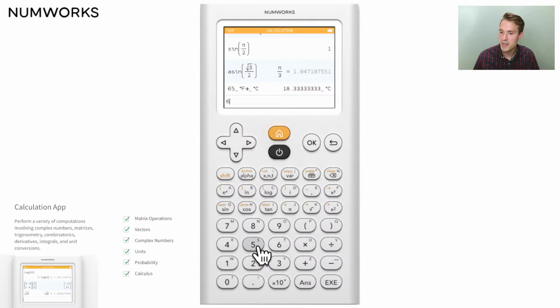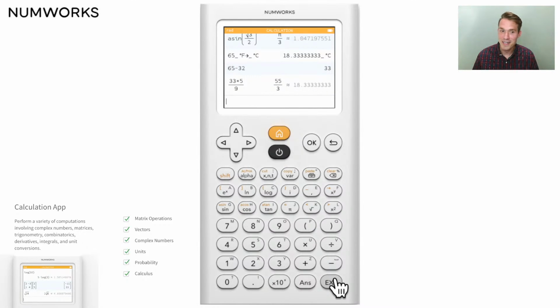This would be the same thing we would get if we applied the formula for conversion. So 65 minus 32, and multiply that by 5/9. Does everybody remember that conversion? I had to look it up a little bit ago. So without having to memorize all of your unit conversions, you can use the NumWorks calculator to do those conversions.